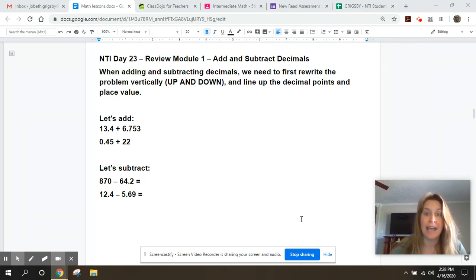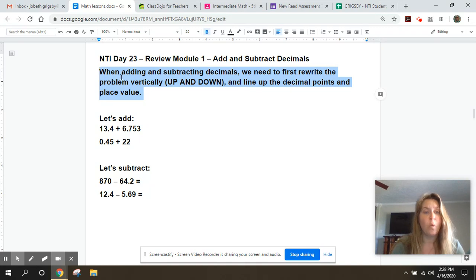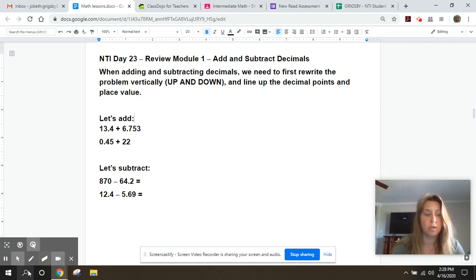We are working on adding and subtracting decimals today. I have a little note here at the top that says, when adding and subtracting decimals, we need to first rewrite the problem vertically, up and down, and line up the decimal points by their place value. We're going to do exactly that.